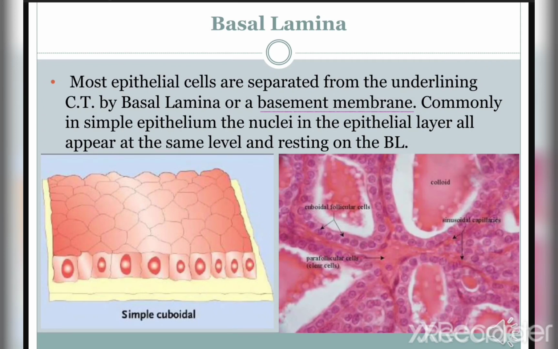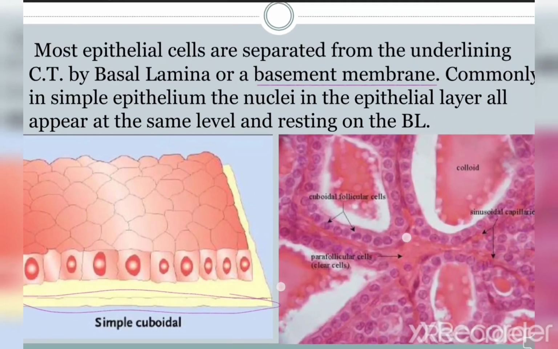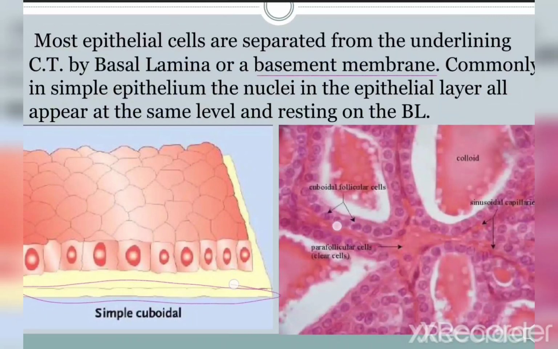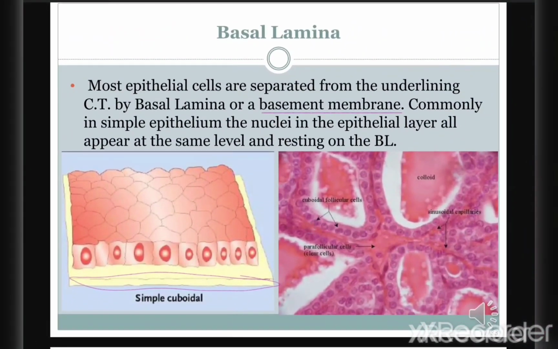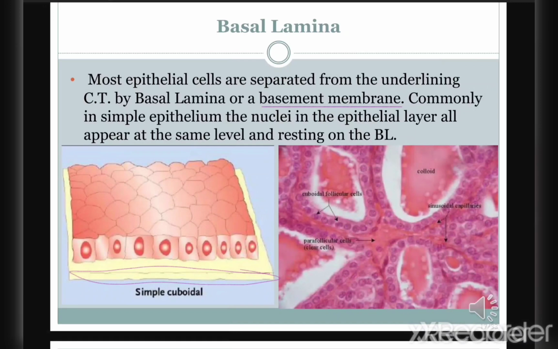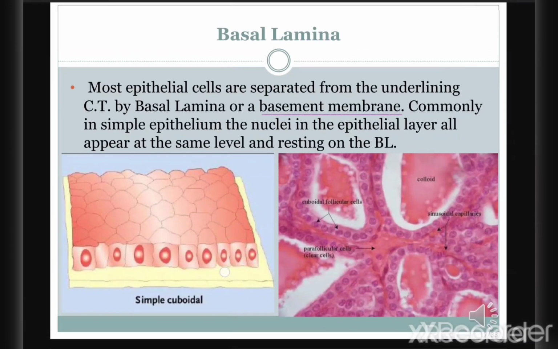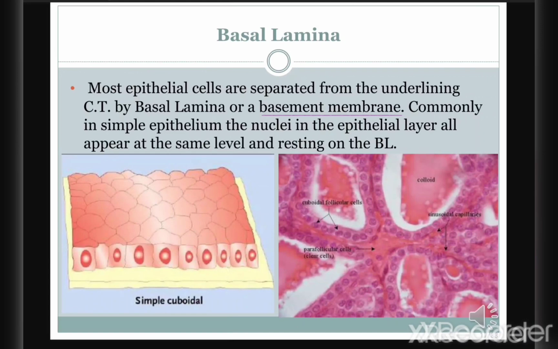In the illustration on the right, the epithelial cell has a layer directly beneath it that supports the epithelial cell: the basal lamina. The basal lamina is very thin, less than 60 nanometers, about 40 to 60 nanometers. You cannot detect it with a light microscope; you can only see it with an electron microscope.